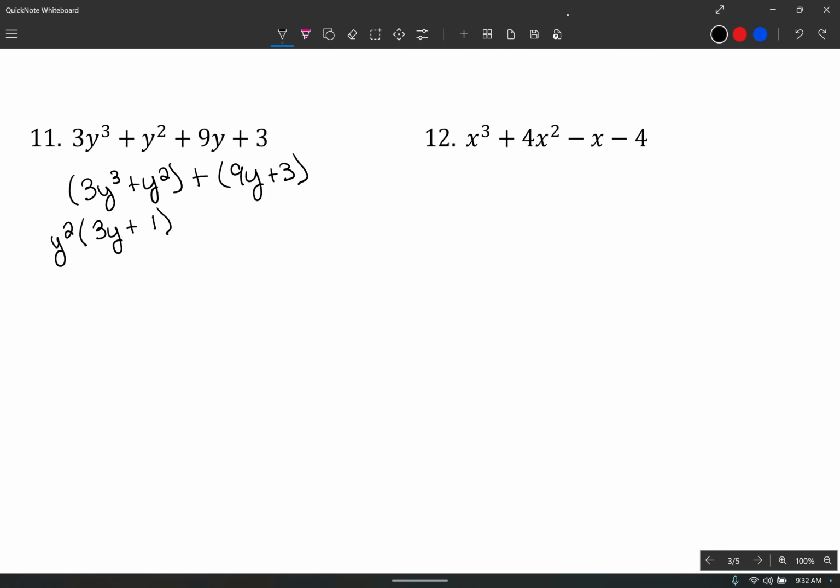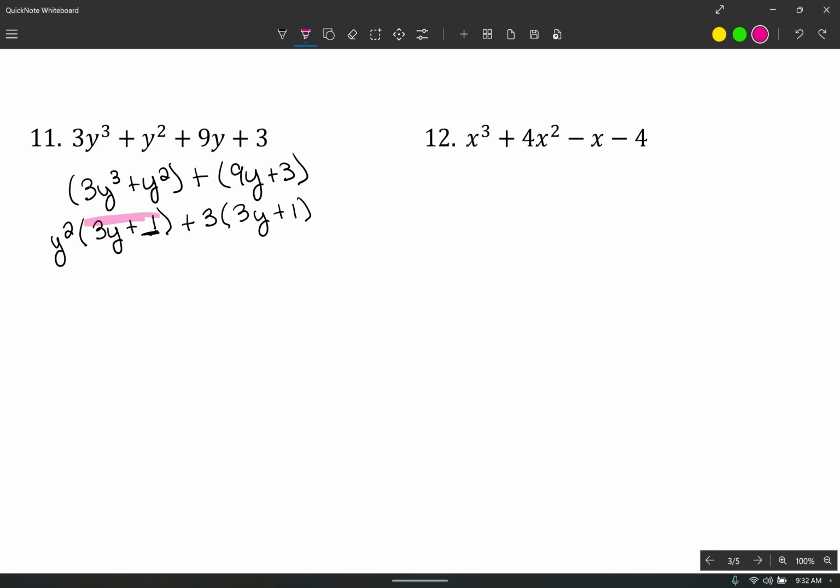A common mistake is to leave this number as 0, and so you just have 3y left here. But remember, if you start with 2 terms, you should have 2 terms in your binomial after you factor. And then the common factor back here would be a positive 3, put that plus there. So 9y divided by 3 is 3y, and 3 divided by 3 is 1.